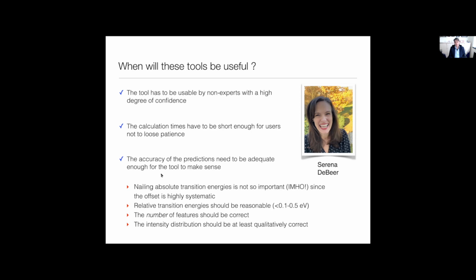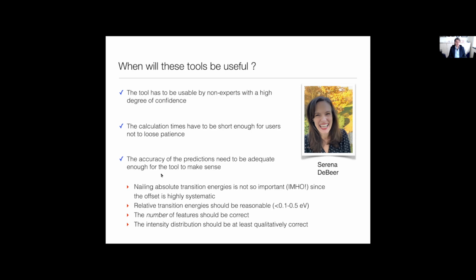But the relative transition energies should be reasonable, and I'd say it's best if the errors are not exceeding a few tenths of an electron volt. And maybe half an electron volt may be acceptable, and unfortunately that's the type of error we frequently have, but it shouldn't be much larger than that before the tool starts to be too inaccurate to be usable.